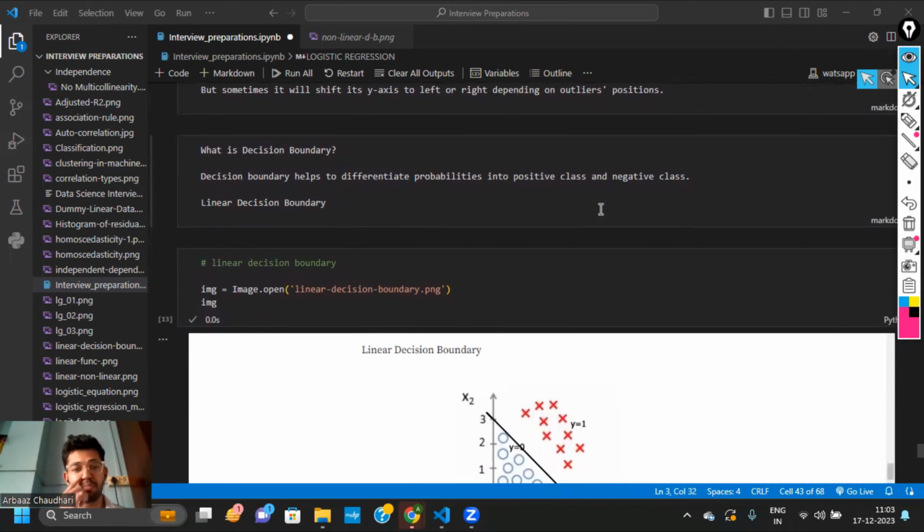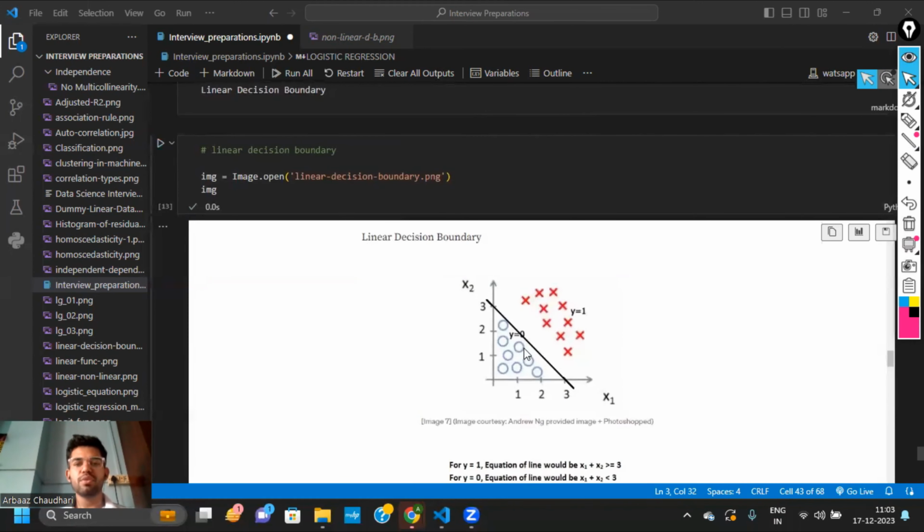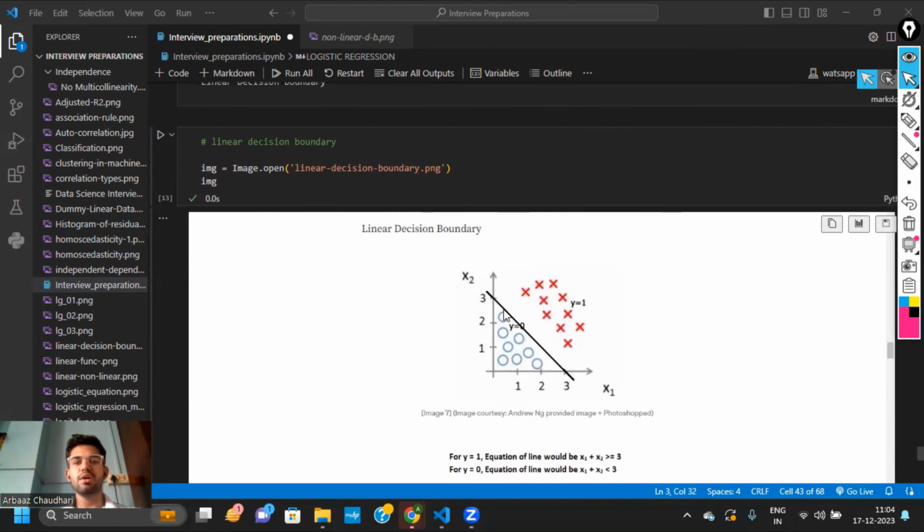Linear decision boundary. You can see over here, these data points are zero class, and these are all first class data points. So we can separate them by drawing a single line. By this line, we are easily able to separate these two classes. So this line is called a linear decision boundary.